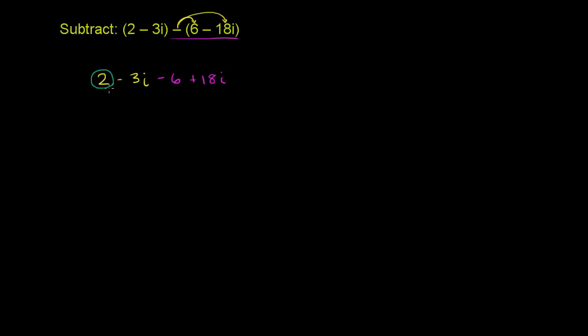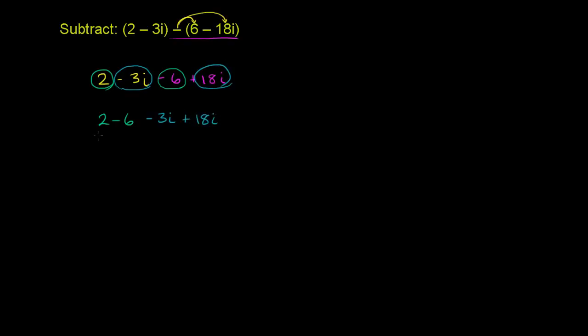So here's a real part here, 2. And then we have a minus 6. So we have 2 minus 6. And we want to add the imaginary parts. We have a negative, let me do that in a different color, we have a negative 3i right over here. So negative 3i or minus 3i right over there. And then we have a plus 18i or positive 18i.